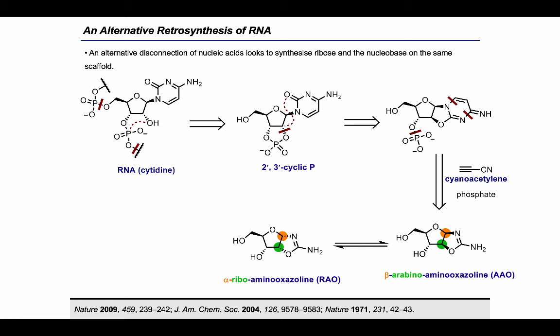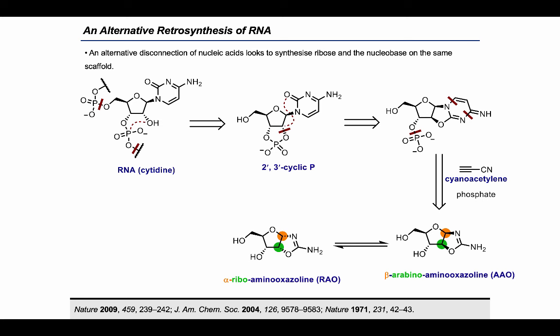AAO equilibrates with its ribose stereoisomer RAO in the presence of phosphate. The difference between the arabino and ribose stereochemistry is highlighted with these orange and green markers. In AAO, the anomeric center, shown in orange, is locked as beta because the ring junction has to be cis, and this will ultimately give rise to the natural beta anomer in our final nucleotide product. In RAO, the anomeric center is alpha, again locked in this configuration because of the 5,5 ring system.